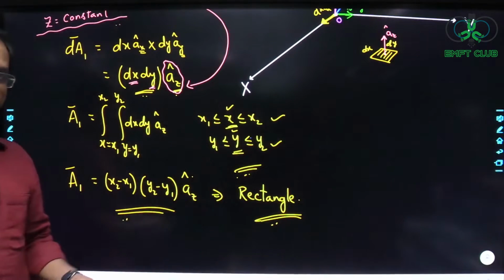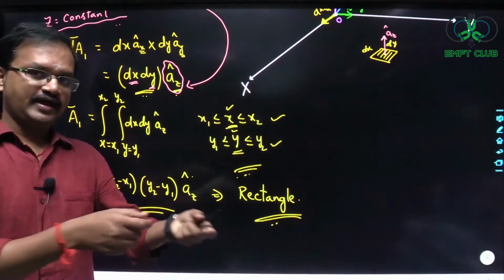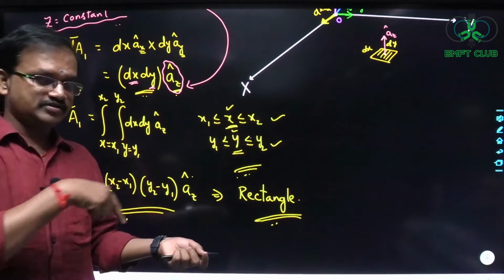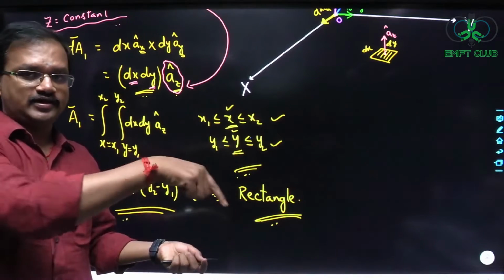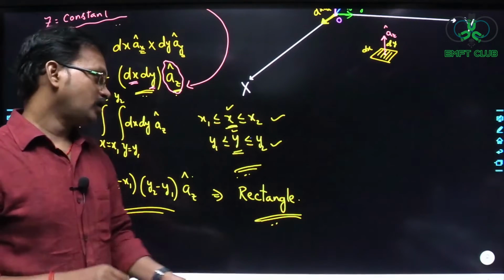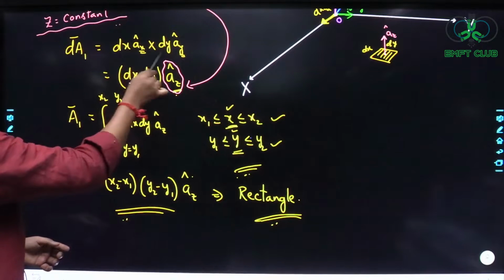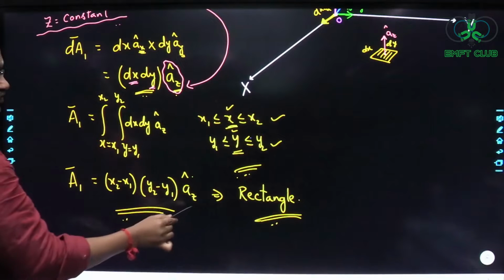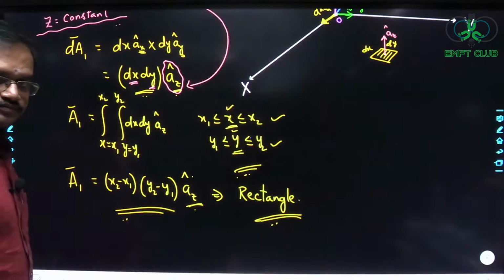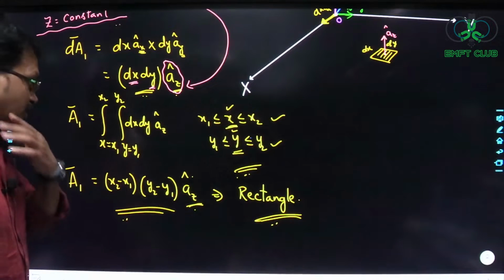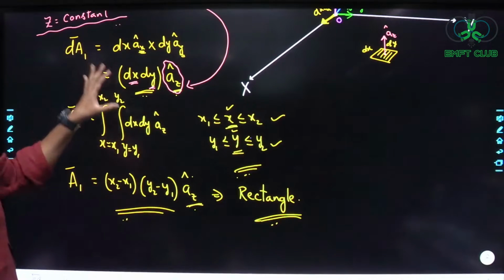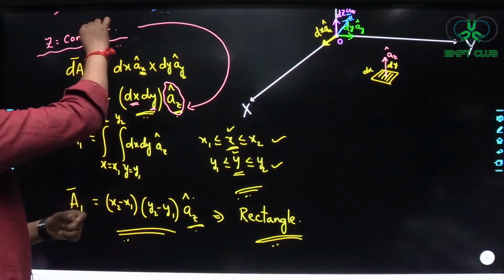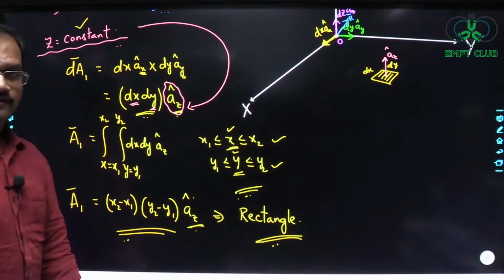So if you vary x and y in the xy plane, you get the surface area of a rectangle in the xy plane. Since you are enclosing the surface from x to y, the direction of the surface is in the az cap direction. This is one small differential area, which is the z equal to constant plane.